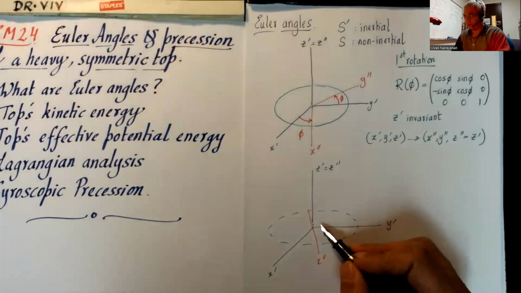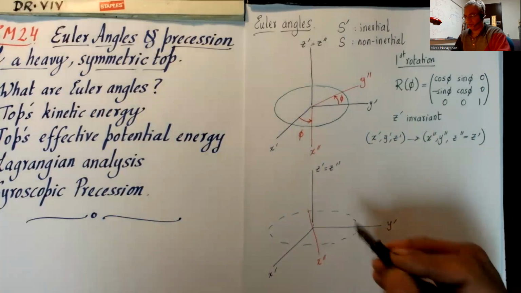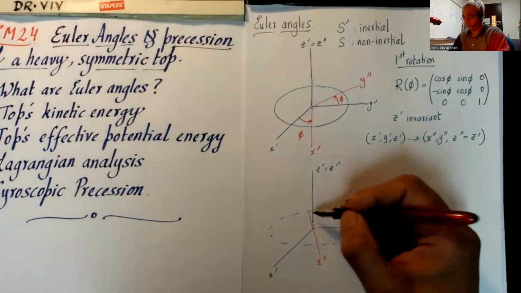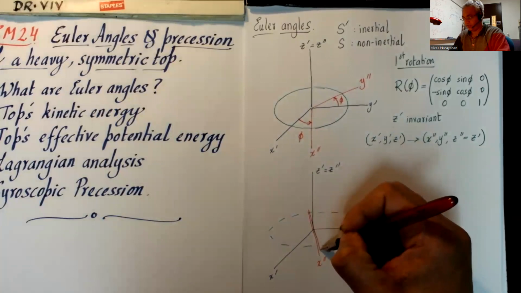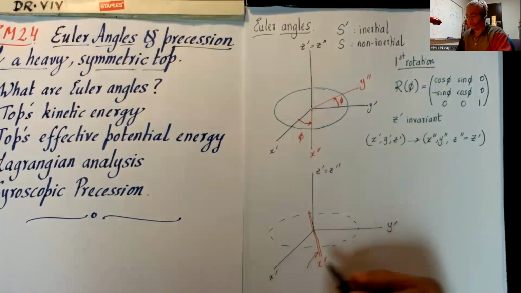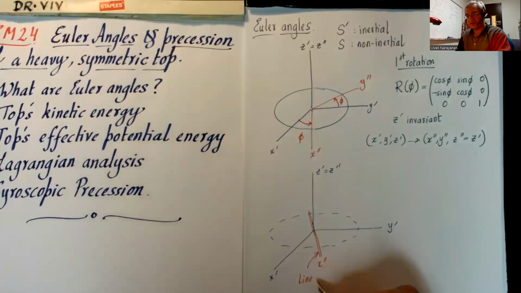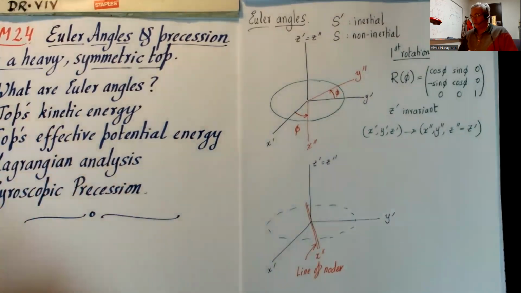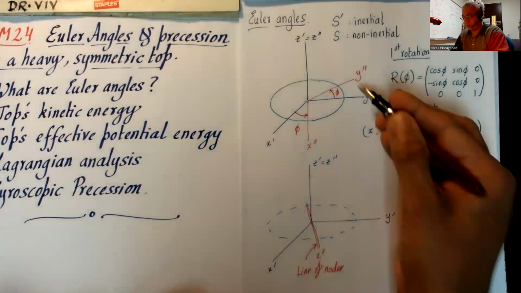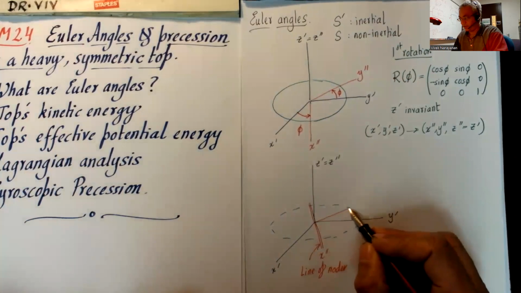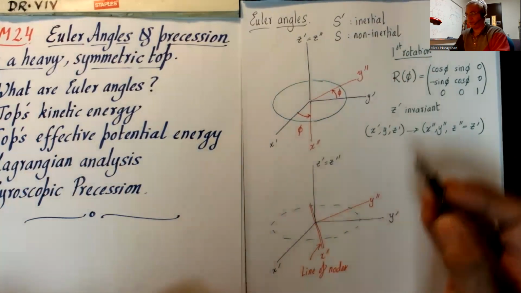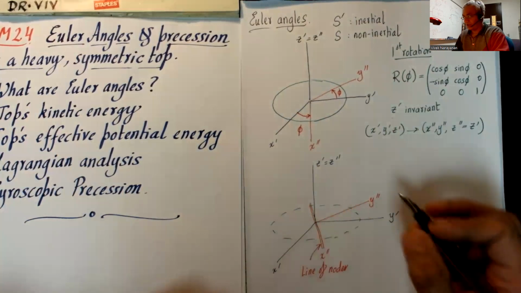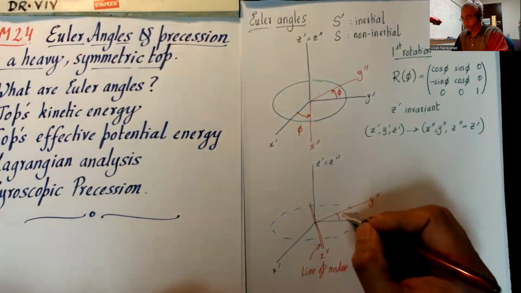That's x double prime. And I made x double prime purposely a little bit longer because this is an important axis. In fact, I'll double draw it. This is called the line of nodes. Okay, so let me draw also the y double prime that I have there. So far I've done nothing, just reproduced what I have there except with the ghost disk. That's my angle phi.